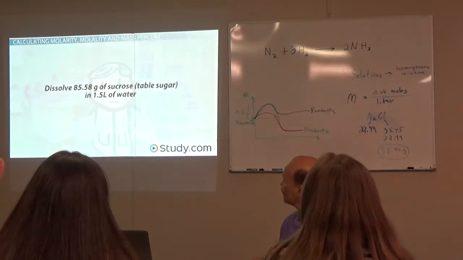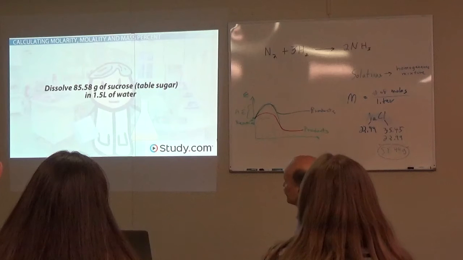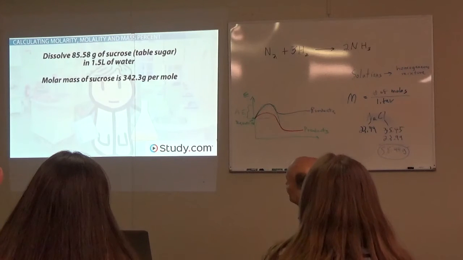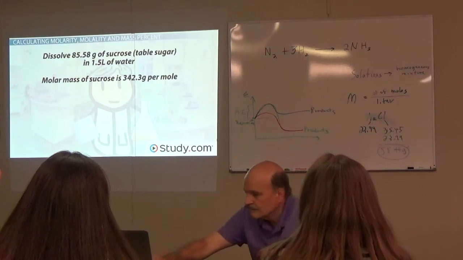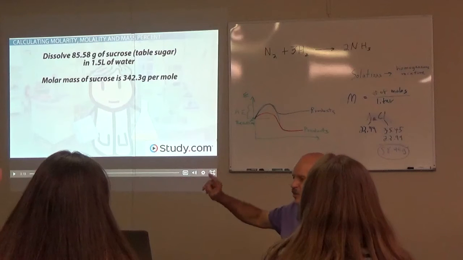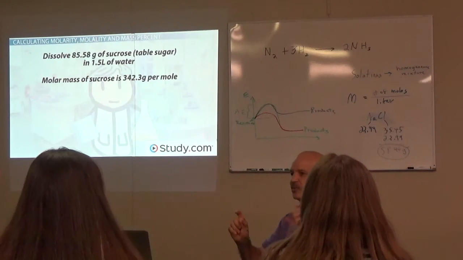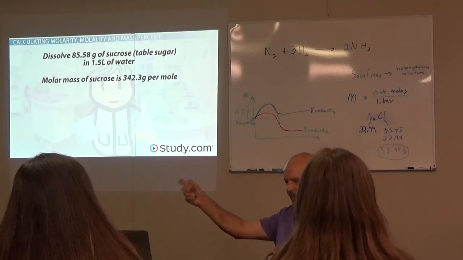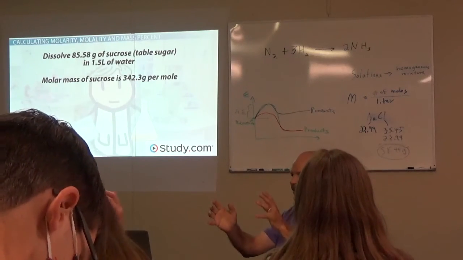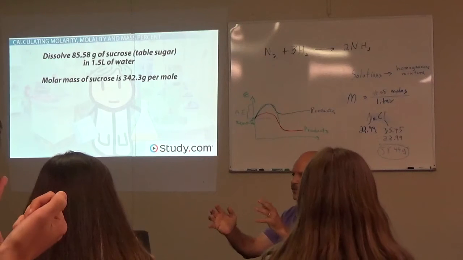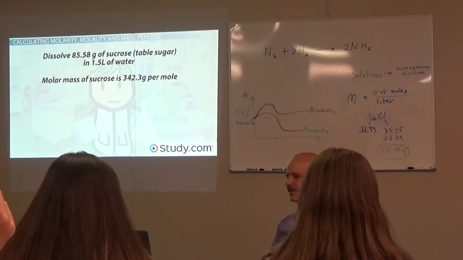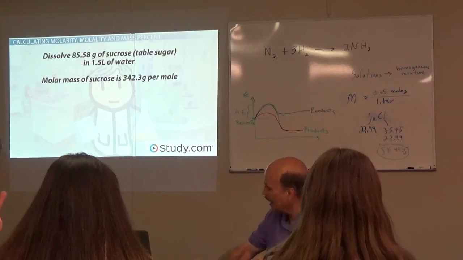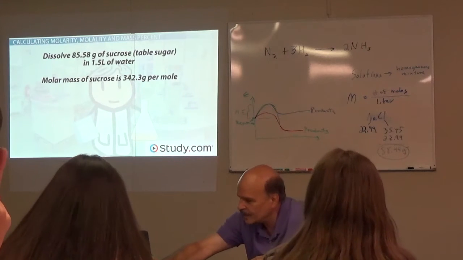Today, you have to dissolve 85.58 grams of sucrose, table sugar, in 1.5 liters of water. The molar mass of sucrose is 342.3 grams per mole. You do that by C12H22O11. So carbon is 12.01 times 12. Hydrogen is 1.01 times 22. Oxygen is 16 times 11. And you add them all up, and that's the number you get. That's how many grams per mole.